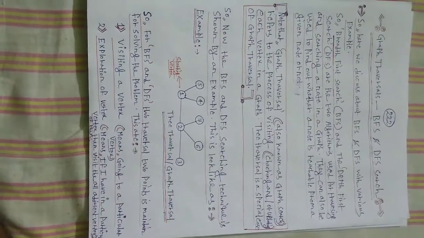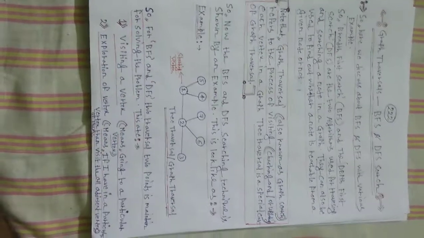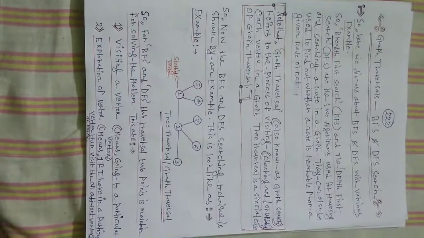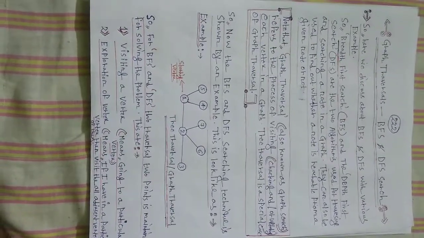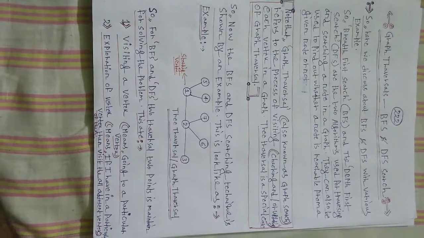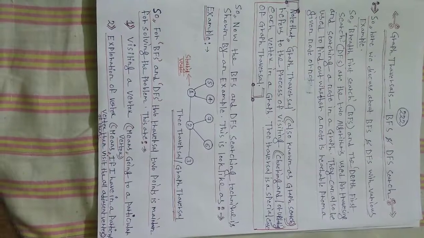So today we will discuss graph traversal, BFS and DFS search. Here we discuss BFS and DFS with various examples. Breadth first search and depth first search are the two algorithms used for traversing and searching a node in a graph. They can also be used to find out whether a node is reachable from a given node or not.